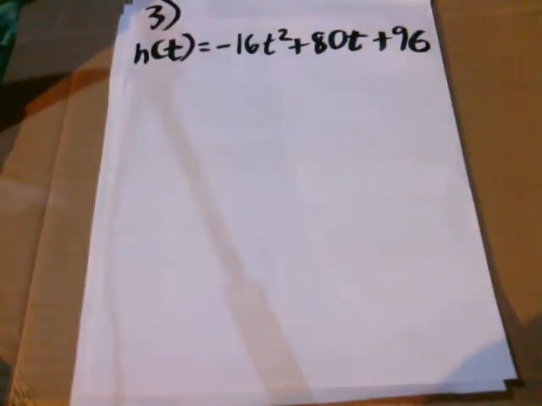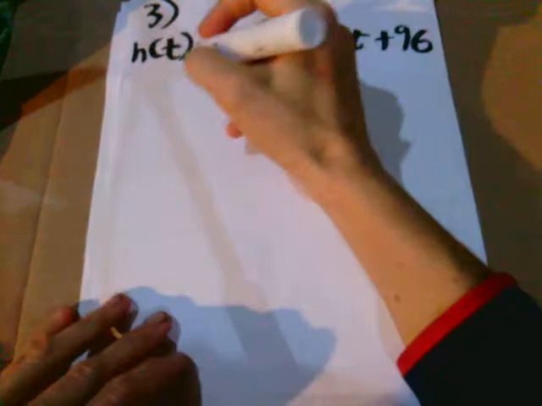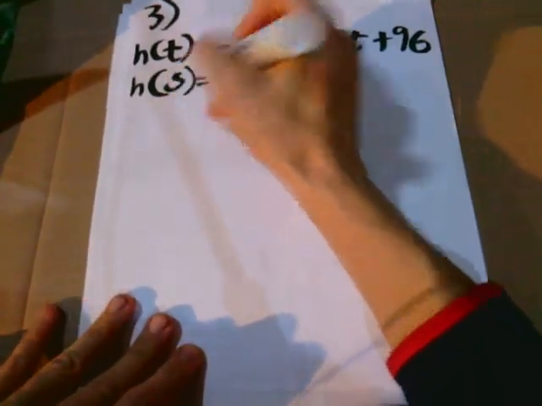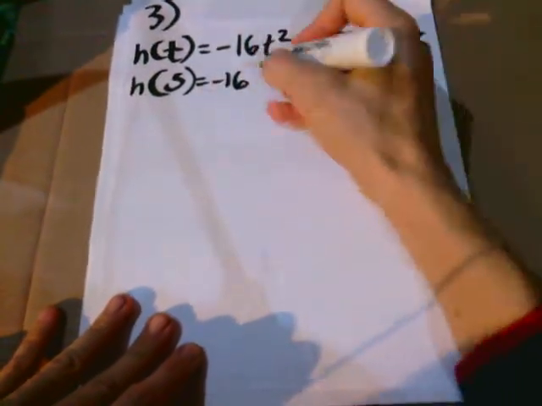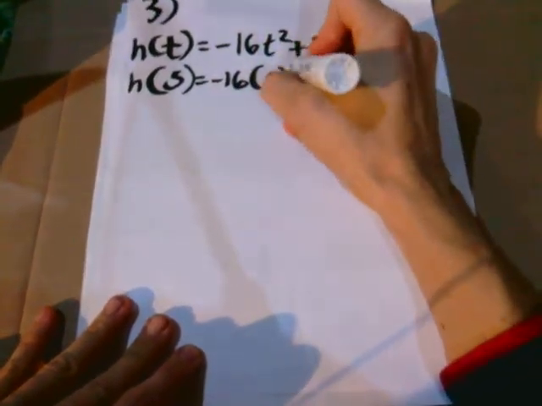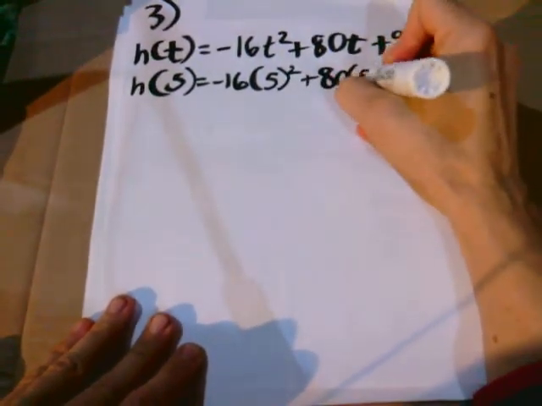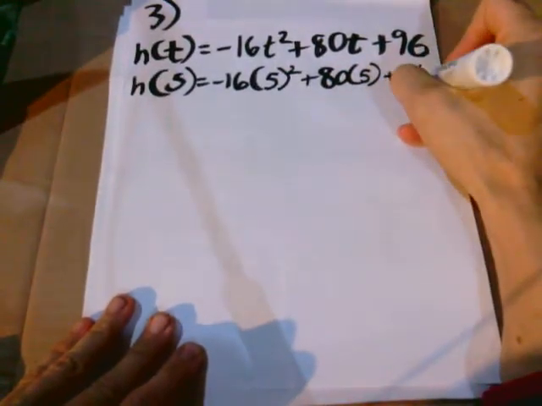Okay. How high will the rocket be 5 seconds after takeoff? So 5 seconds after takeoff, that tells us that t equals 5. So all we got to do is plug in 5 for t. So h of 5 equals -16 times 5 squared plus 80 times 5 plus 96.